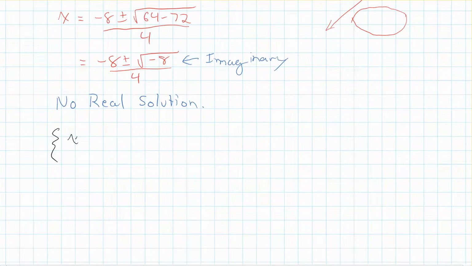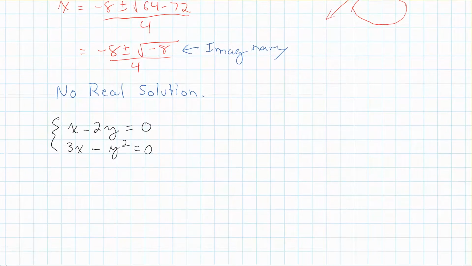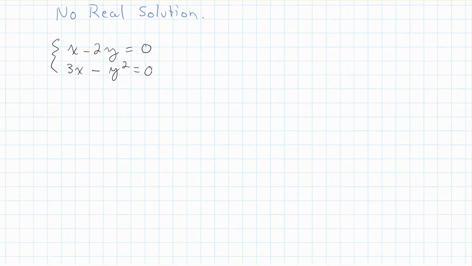So we've got x minus 2y equals 0, and then 3x minus y squared equals 0. Now I want to do this one, not because it's any more challenging than the other ones we've done, but if we look at this, I'm going to look at the first equation, but instead of solving for y in this case, I'm going to solve for x, because I have just 1x here. So x minus 2y equals 0, and then I'd have x equals 2y. And then I'm going to substitute that into my other equation.